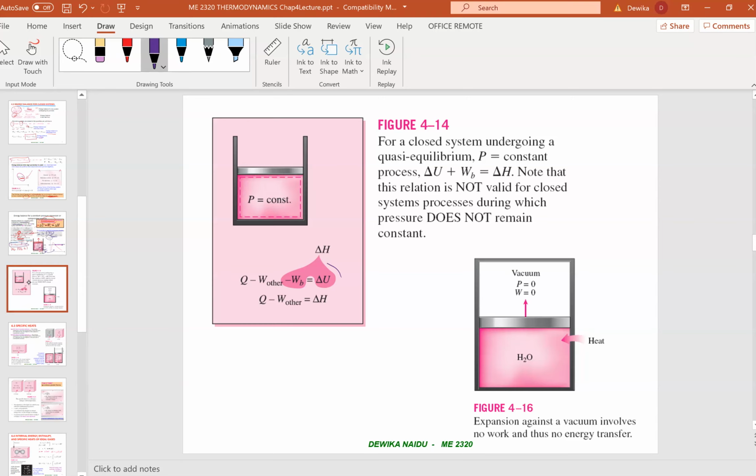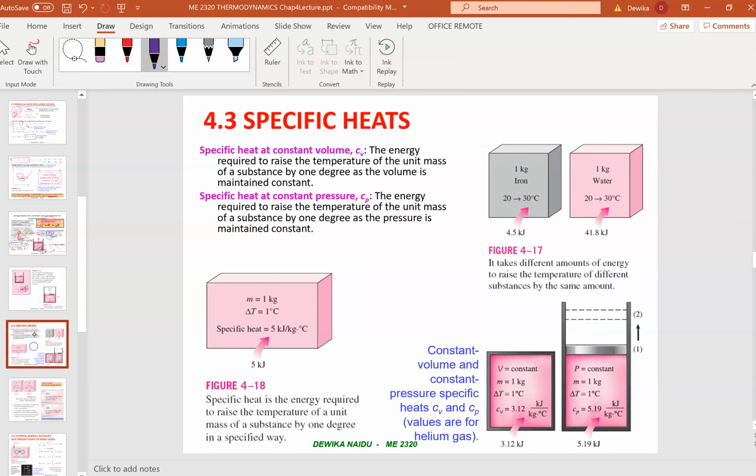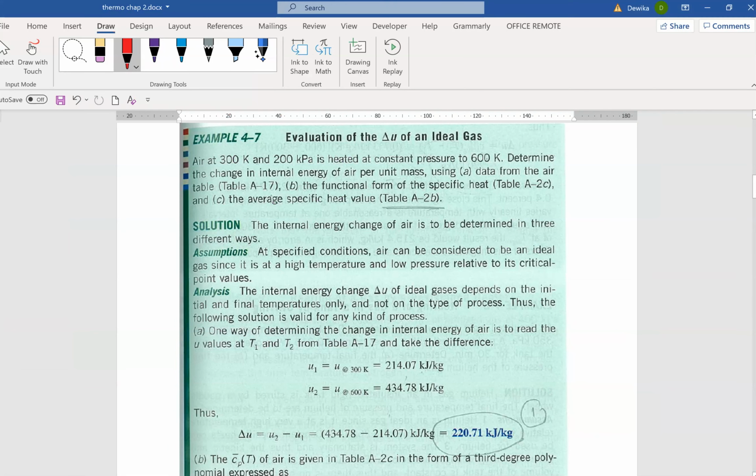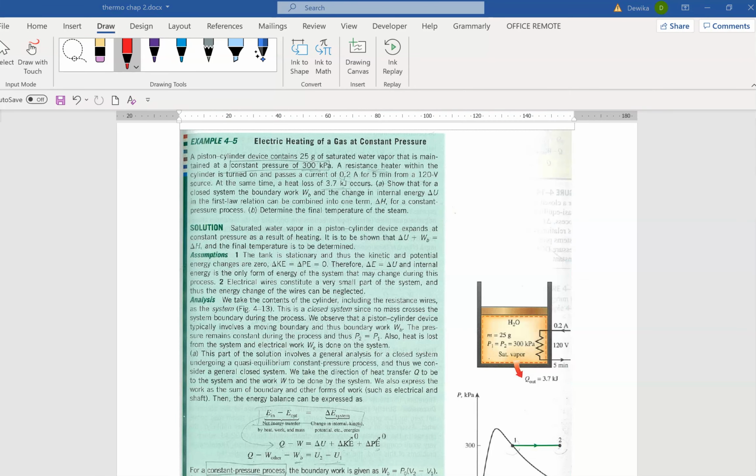This is the same thing. See how they represent it. So now, before we move on to specific heat, I'm just going to explain an example from the back of the textbook. Let's look at this example, 4.5, from your textbook, which is electric heating of a gas at constant pressure. So let's read this question first.